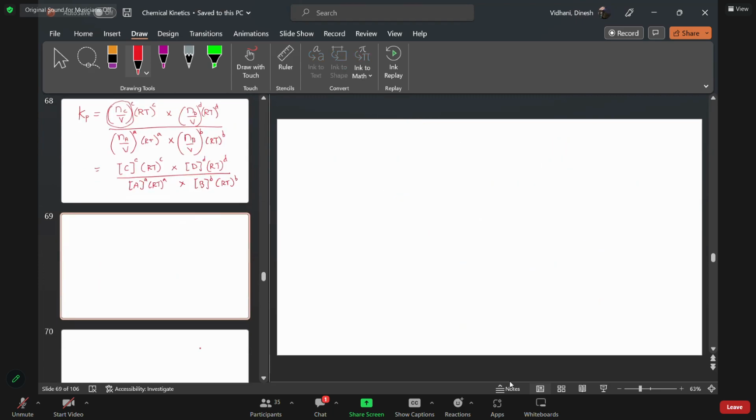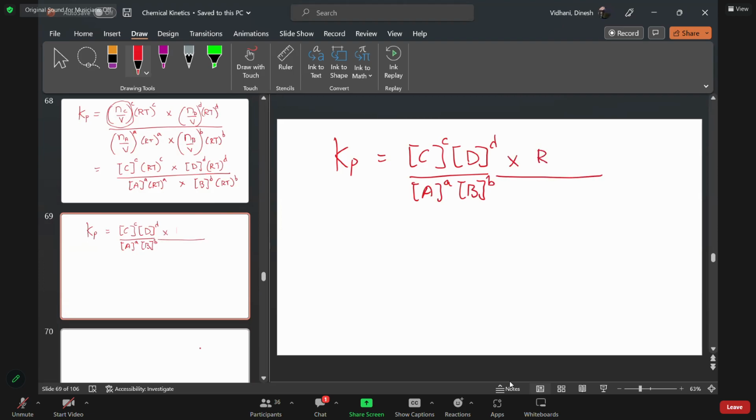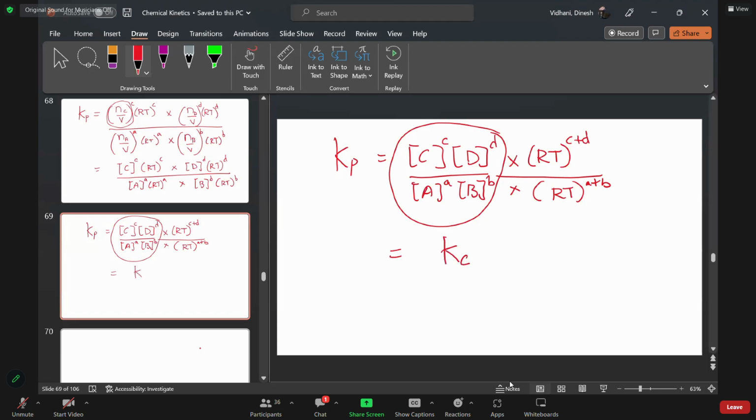So now let's see. I will keep all my concentration terms on one side and see what happens. So concentration of C, concentration of D, divided by concentration of A, concentration of B. And the next part, I'm going to say, this is RT raised to C plus D, because that's the constant, and I can say RT raised to A plus B. Isn't it that this part is your Kc? So I'm going to write it as Kc. And now I can write my RT terms. When I solve this exponent, essentially what it means is C plus D minus A plus B.